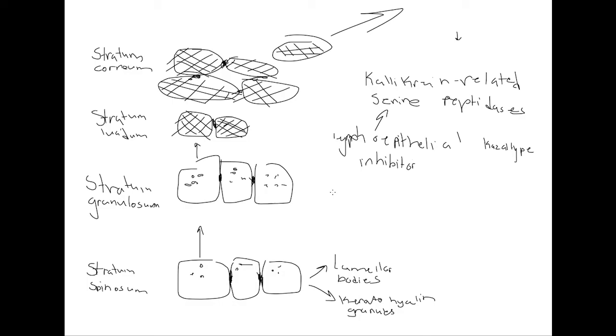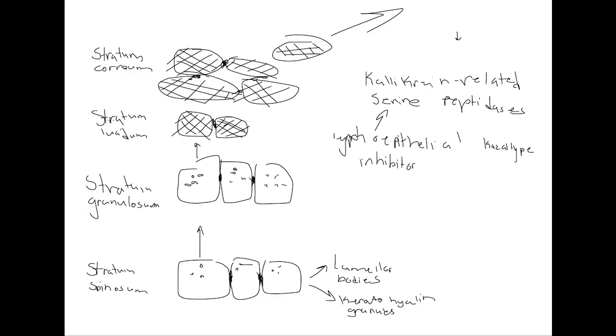And these keratohyalin granules are going to contribute to keratinization, which results in these cells with sort of a scaffold inside them, so mainly tonofilaments inside them. And these are going to slough off in the stratum corneum once they're near enough to the surface.